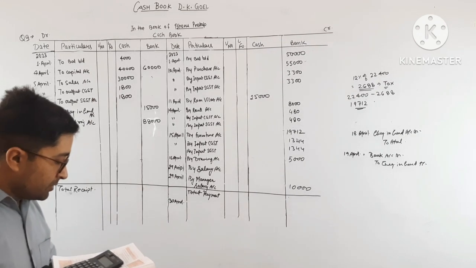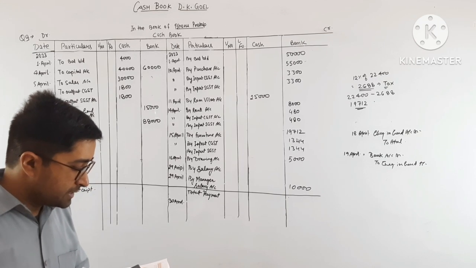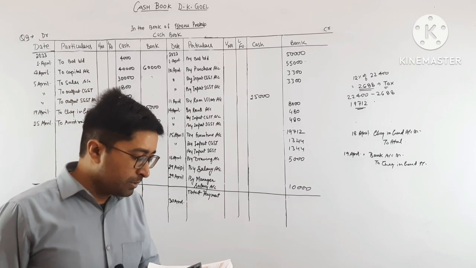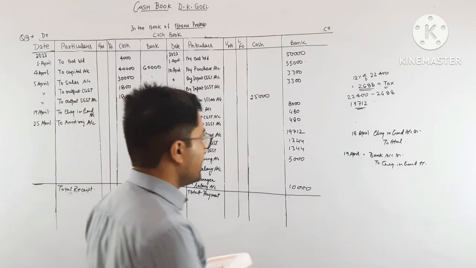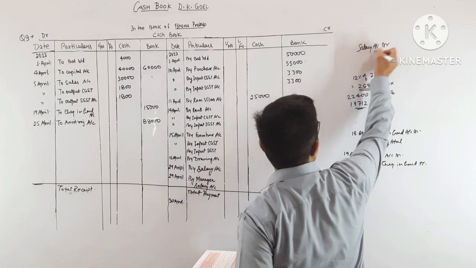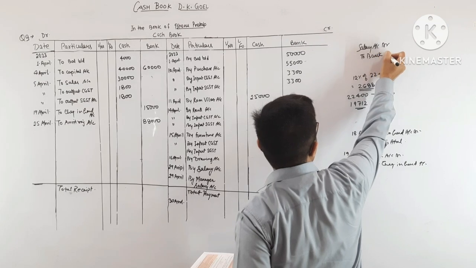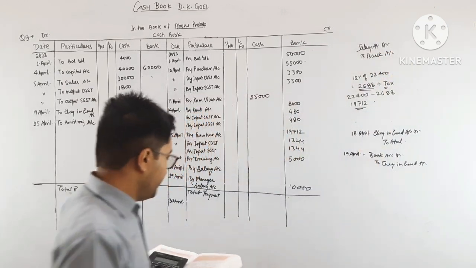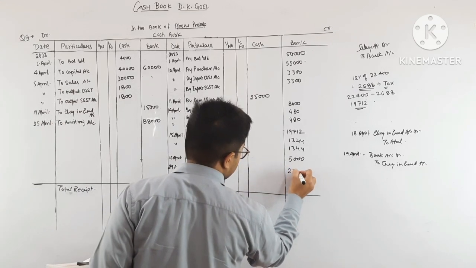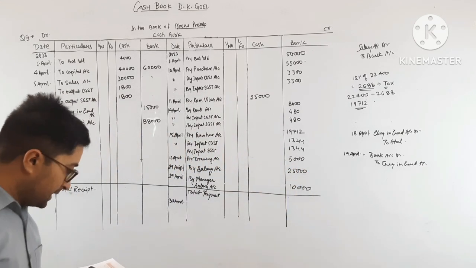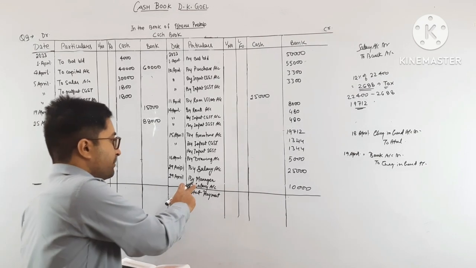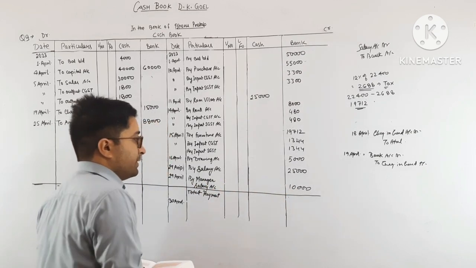Now the next is 29. Drew from the bank for the salary of office staff 25,000. So the entry will be what? Salary account debit to bank. Okay, and we draw the salary of 25,000, so in the salary we write in the bank column 25,000. And again paid the salary of manager by the check of 10,000. So again by manager salary account, and in the bank we write 10,000.